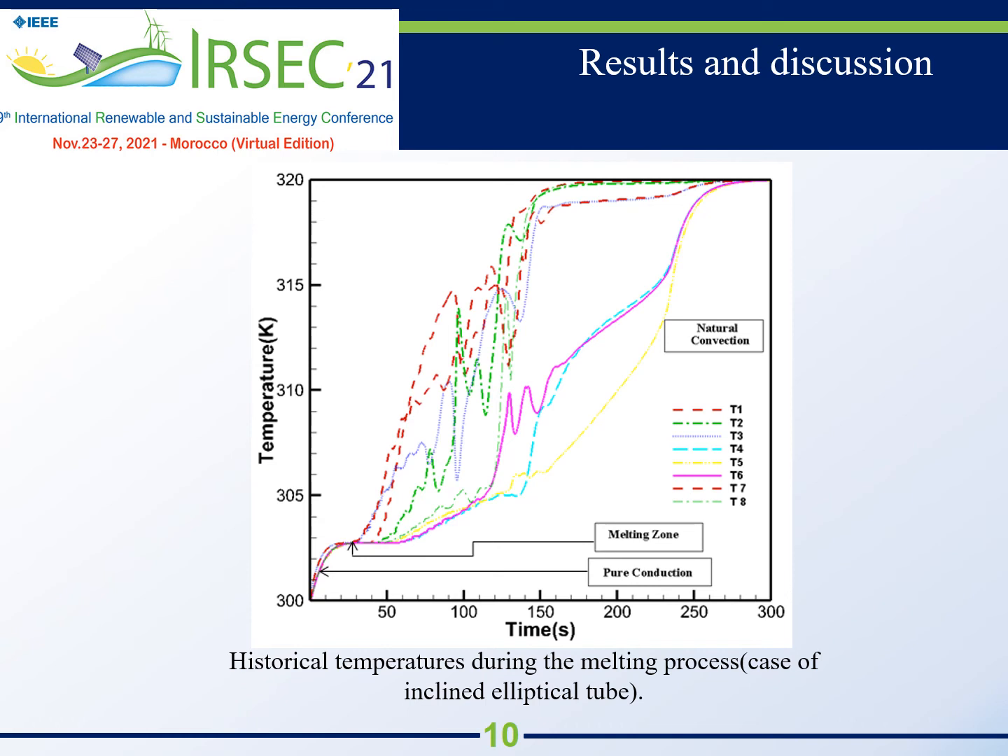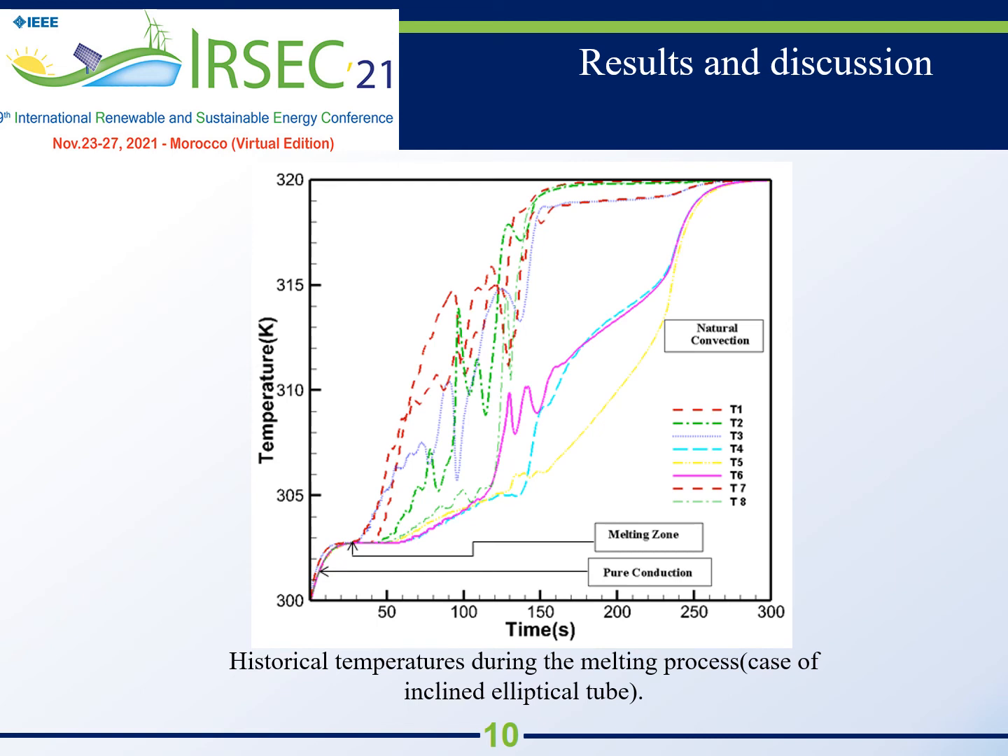The temperatures that tend to increase rapidly are located in the upper part of the PCM domain, like T1, 2, 3, 7, and 8, which confirms that the melting is upwards. At this stage, natural convection plays an important role, which justifies the observed fluctuations.